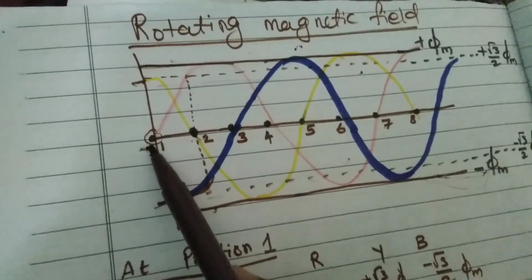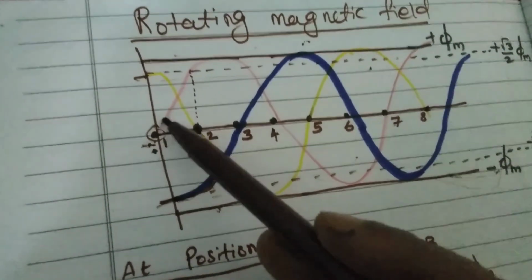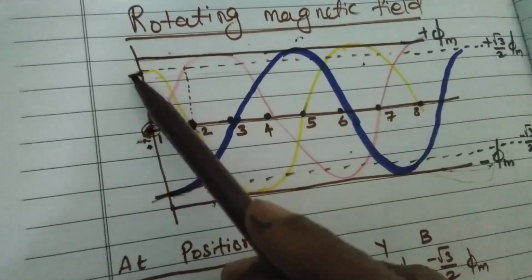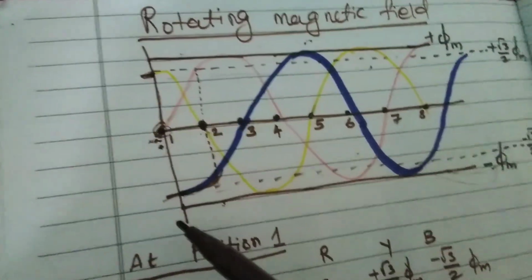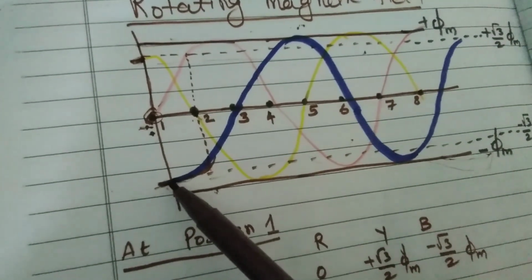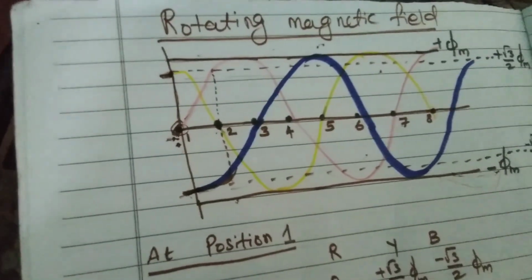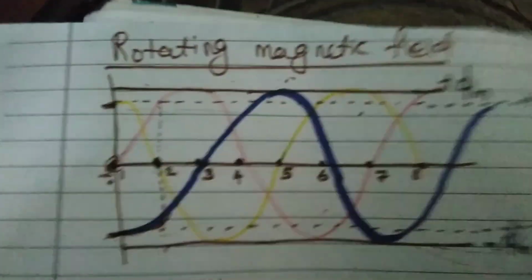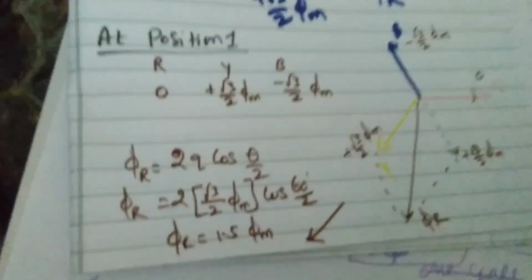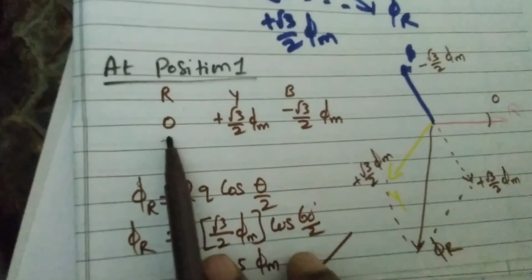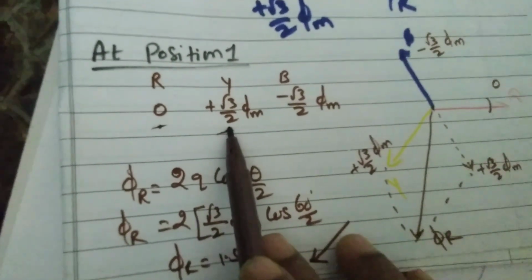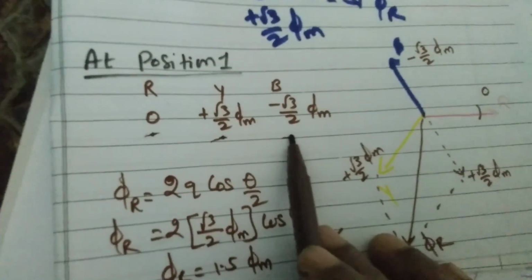Now at this instant, look at the R phase. The R phase is producing zero flux. At the same time, the yellow phase is producing plus root 3 by 2, and the blue phase is producing minus root 3 by 2. With these values we are going to calculate. So at position 1, the R phase was producing 0, the Y phase root 3 by 2 phi m, and the B phase minus root 3 by 2 phi m.